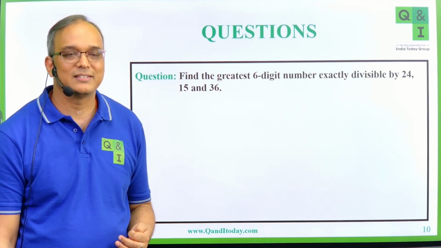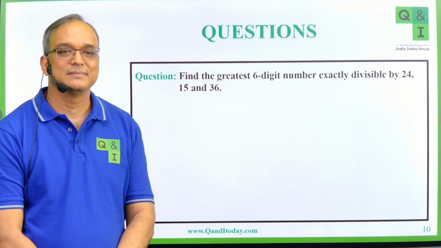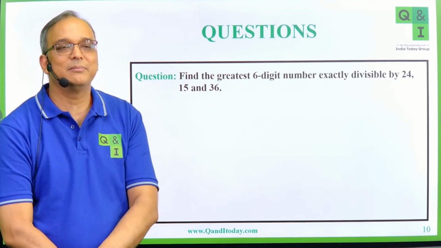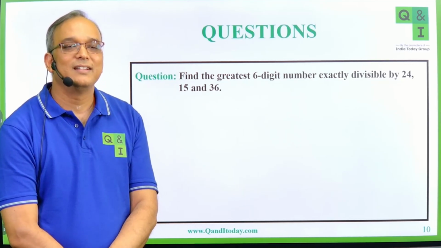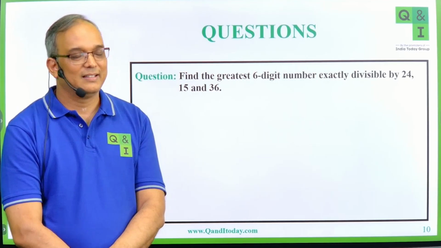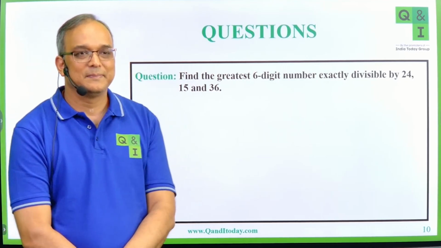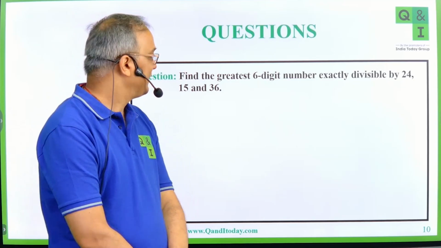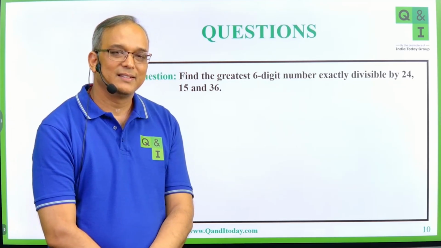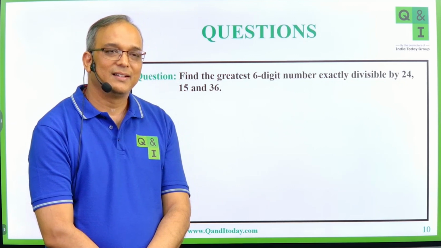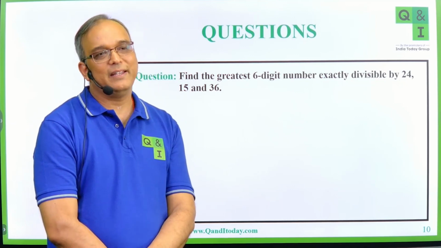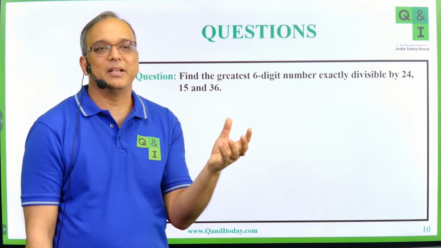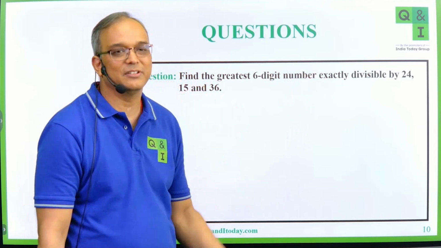Sir? Yes, Raghu. Sir, first we should know the greatest 6-digit number, sir. Sir, what is that greatest 6-digit number? Say, 6 times 9, 9, 9, 9, 9, 9. We should find the LCM of 24, 15 and 36, sir. After that, we should divide the LCM with that greatest 6-digit number. Yeah. So if we have a remainder there, right? So what we'll do is that we'll subtract that remainder so that we get the number which is exactly divisible.